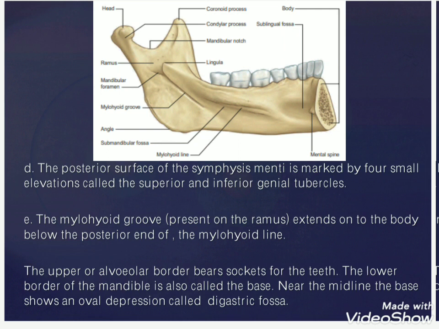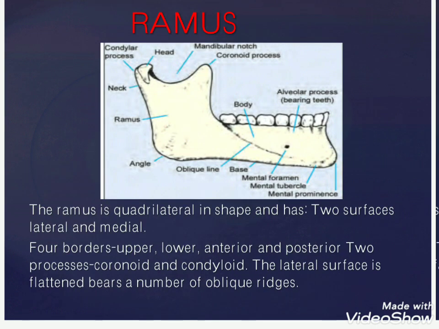The posterior surface of the symphysis menti is marked by four small elevations called superior and inferior genial tubercles. The mylohyoid groove present on the ramus extends on the body below the posterior end of the mylohyoid line. The upper alveolar border bears the sockets for the teeth. The lower border of the mandible is also called the base, which is rounded. Near the midline, the base shows an oval depression called the digastric fossa, which gives origin to the anterior belly of the digastric muscle.